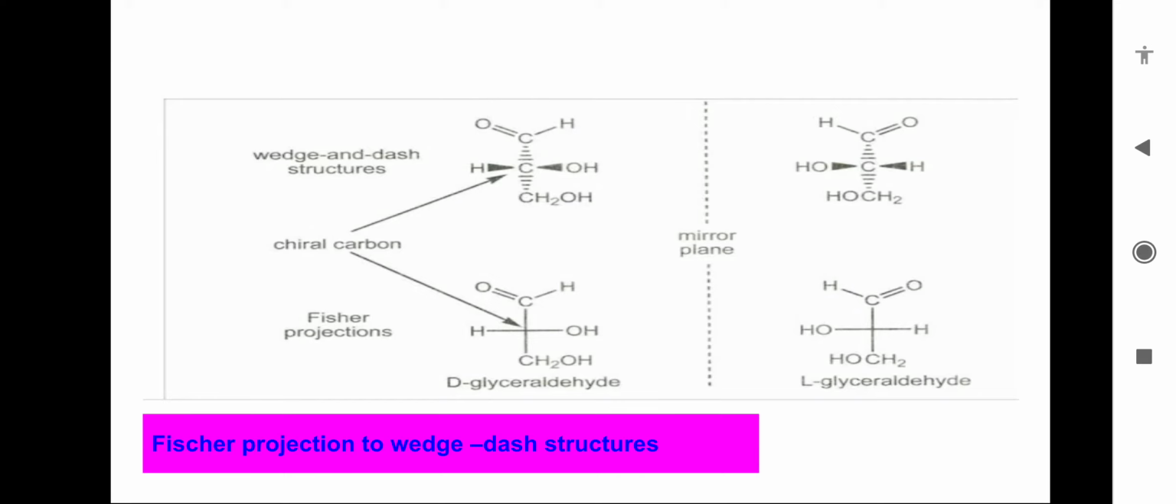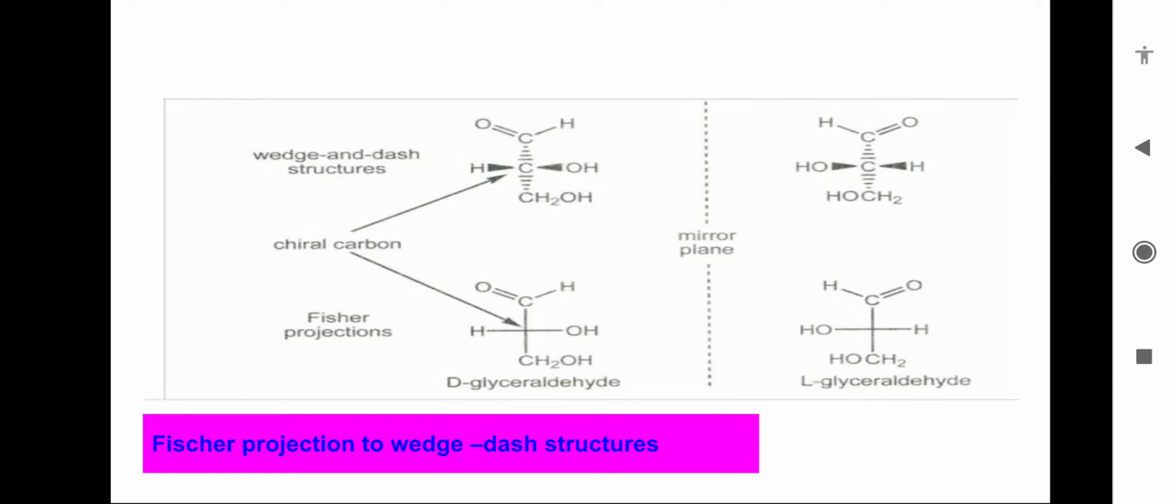In the Fisher projection, CHO and CH2OH groups are on the vertical line. So, in the wedge and dash structure, those groups are kept on dashes.